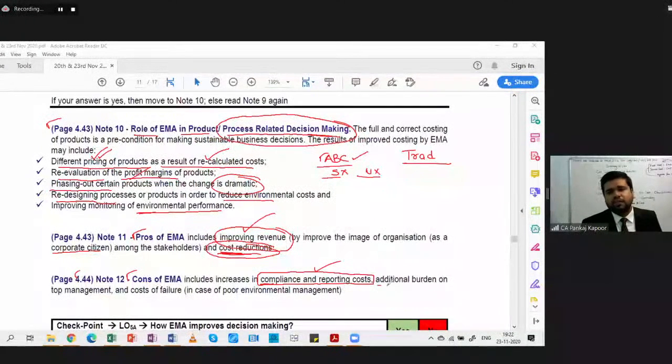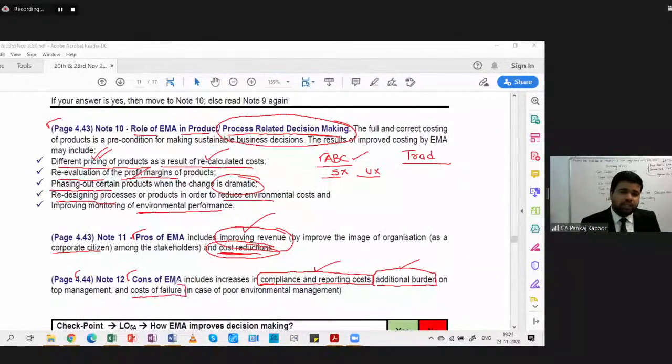Apart from that, it is an additional burden on the management. Sometimes the management may not be ready to devote time to practicing the EMA and taking the queries related to the EMA. But obviously, if you are going to implement the EMA, then the management needs to spare some time for this as well. And the cost of failure.